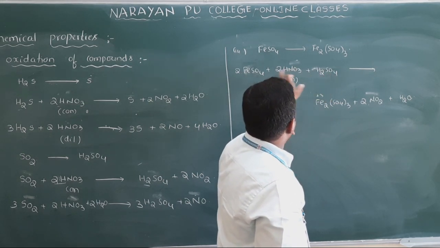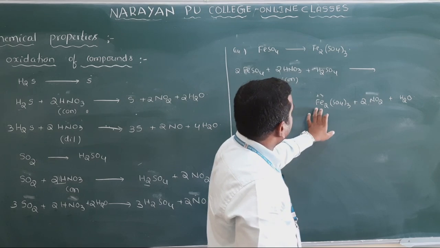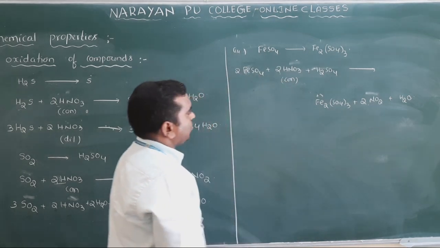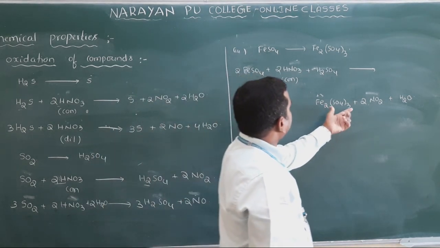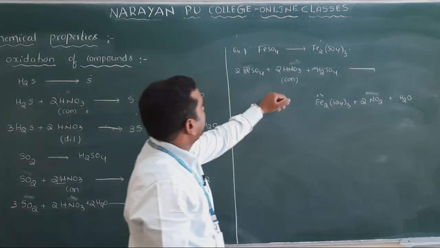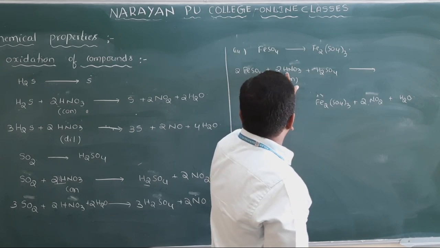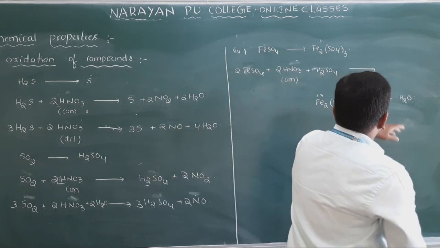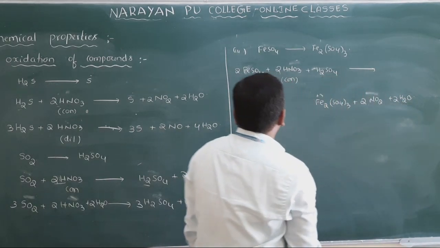Total how many are there here? 2 plus 1, 3, and here Fe2(SO4)3, how many are there? 3 are there. Clear? And now this is balanced automatically. Clear? This is about the hydrogens. You see hydrogens here 2 and here 2, 4, but here hydrogens are 2. This is balanced in the same way.